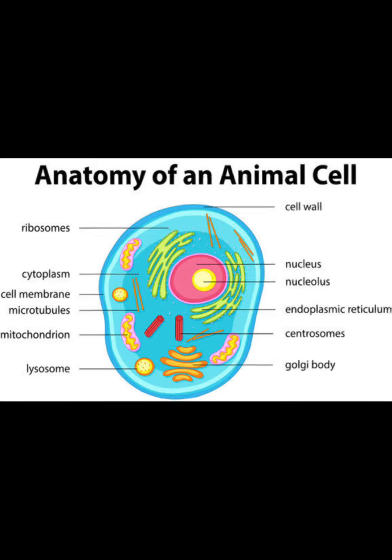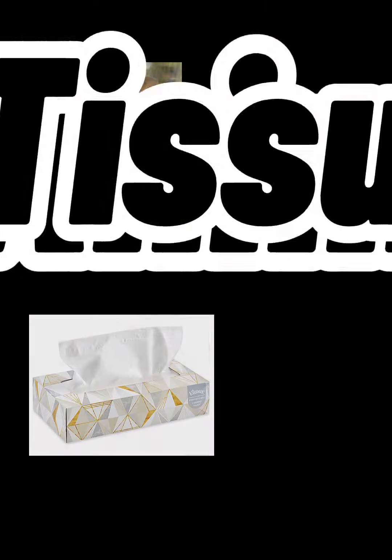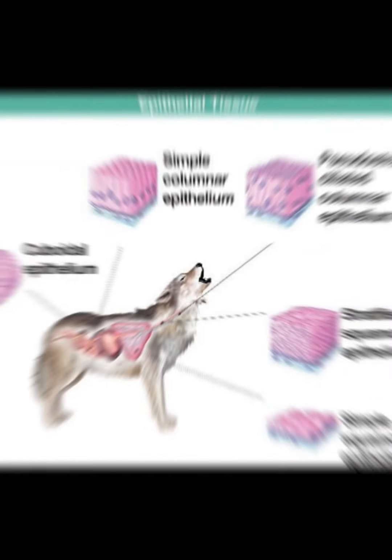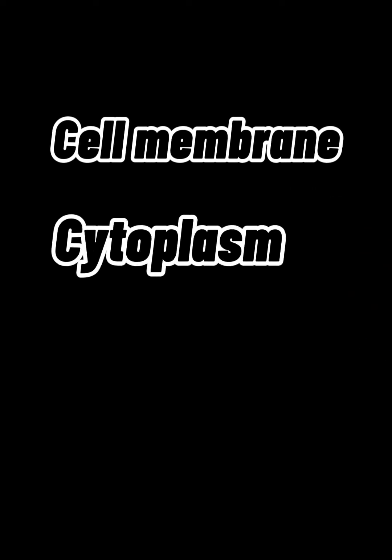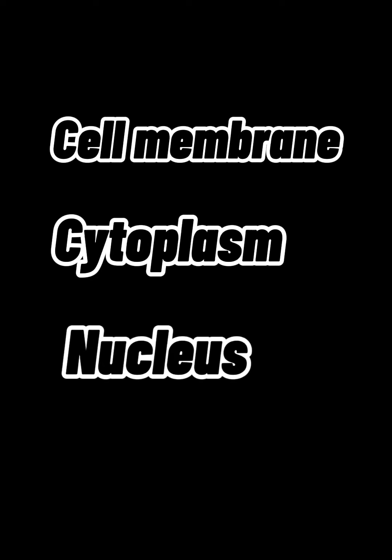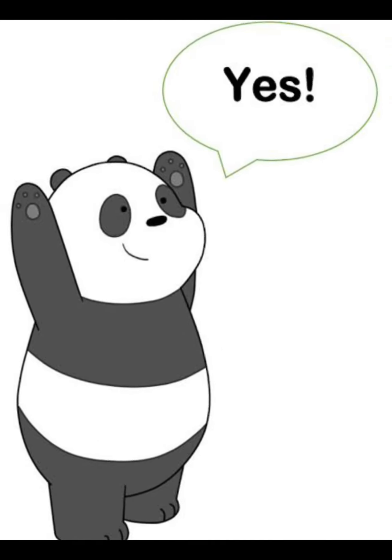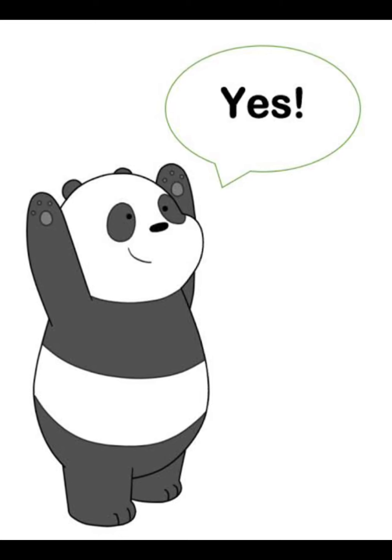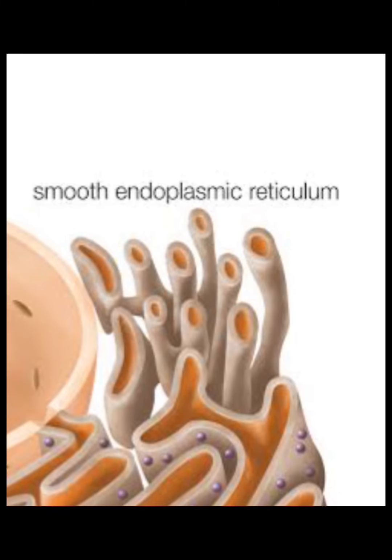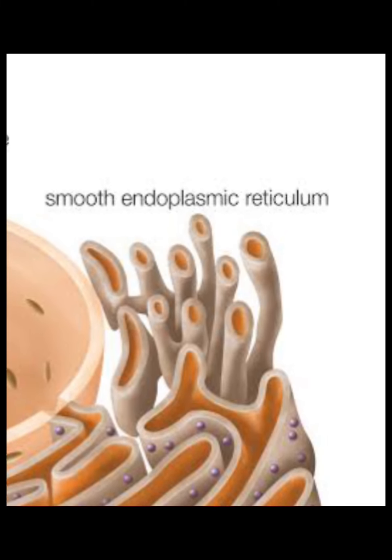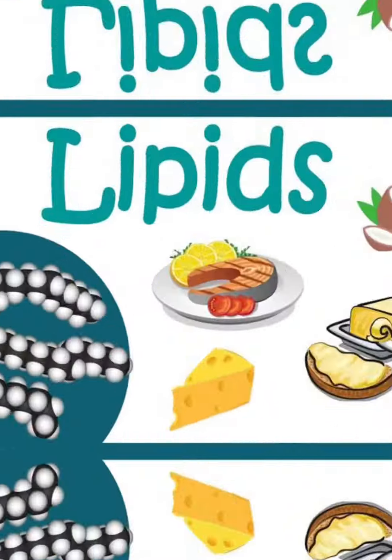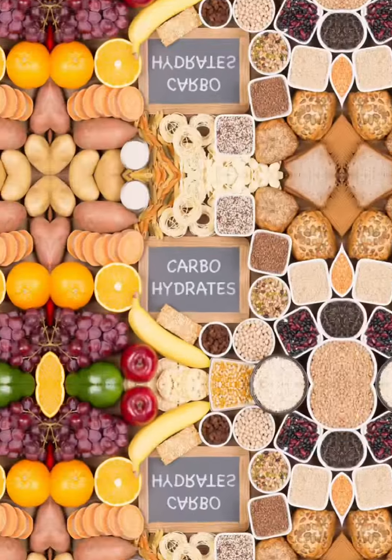The animal cell is one that makes up various animal tissues. Each animal cell is made up of three important parts: the cell membrane, the cytoplasm, and the nucleus, which in turn are made up of other vital parts for the cell to fulfill its function. The smooth endoplasmic reticulum makes substances needed by the cell, such as lipids and carbohydrates. It's like a conveyor belt.